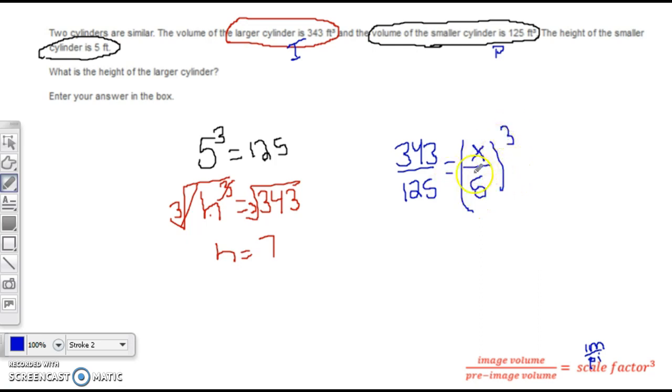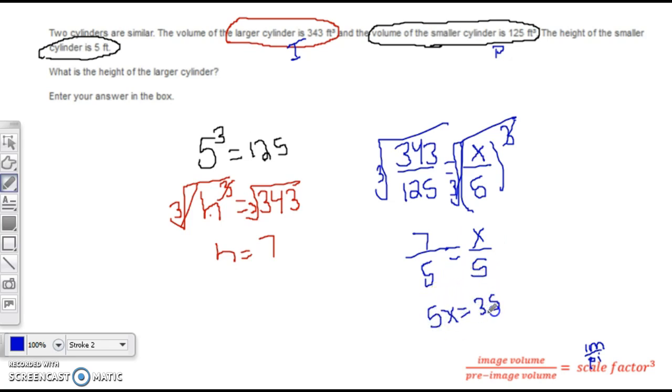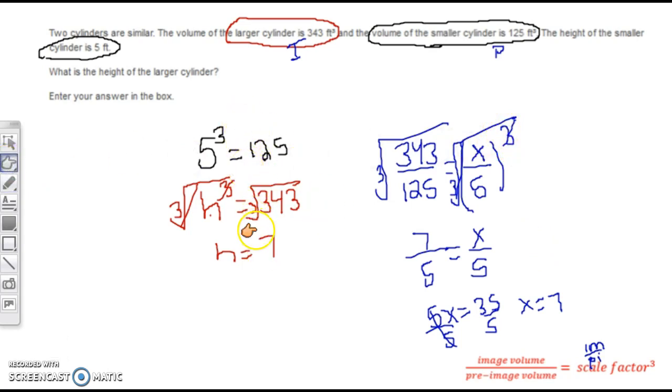So to solve for x, I would get rid of the cube first, so I would cube root each side. The cube root of 343 is 7. The cube root of 125 is 5. The cube and the cube root would cancel, leaving you with x over 5. And then from here you can cross multiply, or you might just be able to see that the top has to be 7 in order for those two fractions to be equal. But let's just say you did cross multiply. 5x equals 35, divide each side by 5, and you would get 7. Now again, I don't love that method, so I think that you should try to reason through it like this. I think that's a little bit easier.